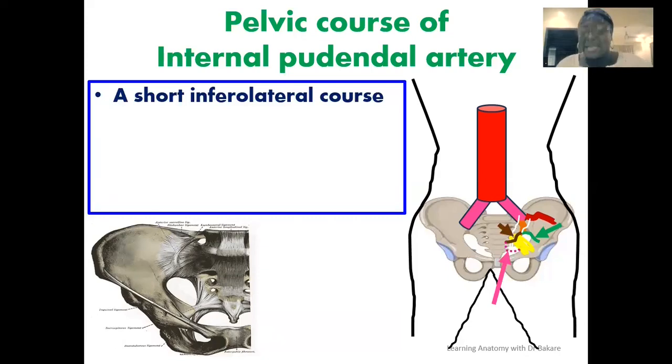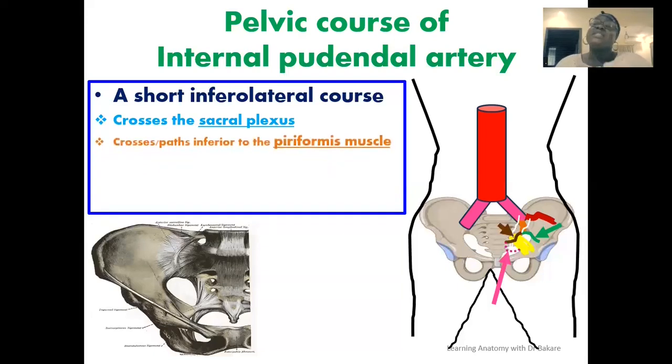After its emergence, it is seen to cross two structures. It crosses the sacral plexus, and it also crosses the piriformis muscle. We use this image here; this structure that is highlighted here in white is the sacral plexus.